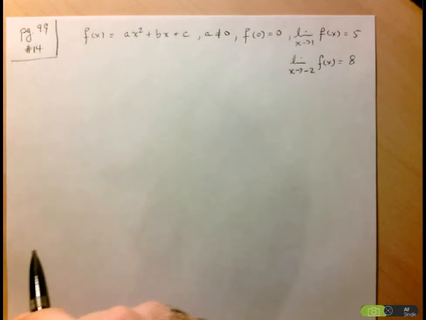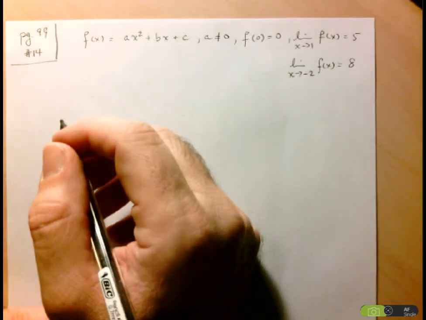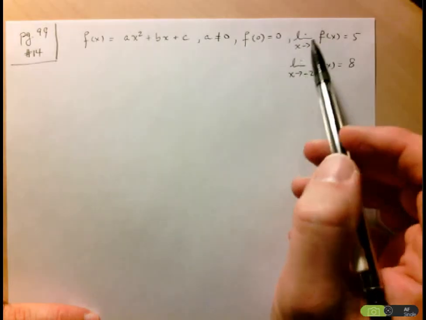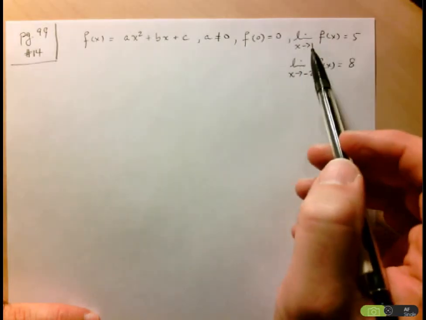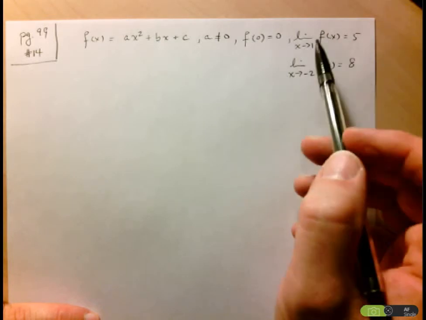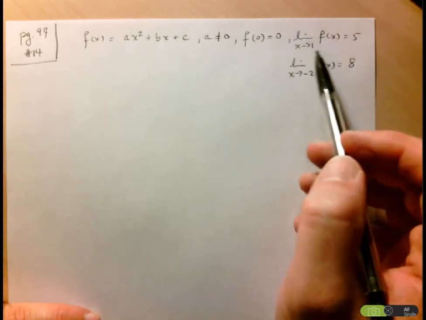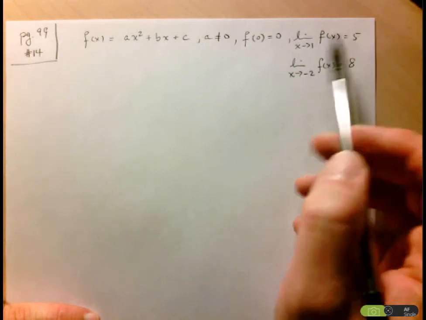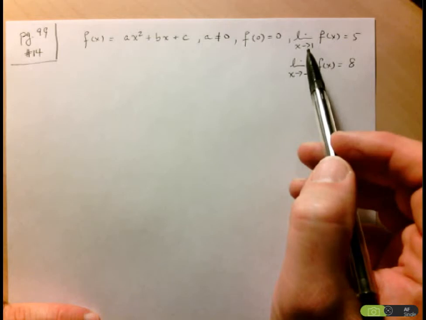Now this is very clear. f of 0 is equal to 0. This here, the limit as x approaches 1 of f of x being equal to 5. Normally, the only thing we could conclude from this statement is that the function values approach 5 as x approaches 1 from the left and right.